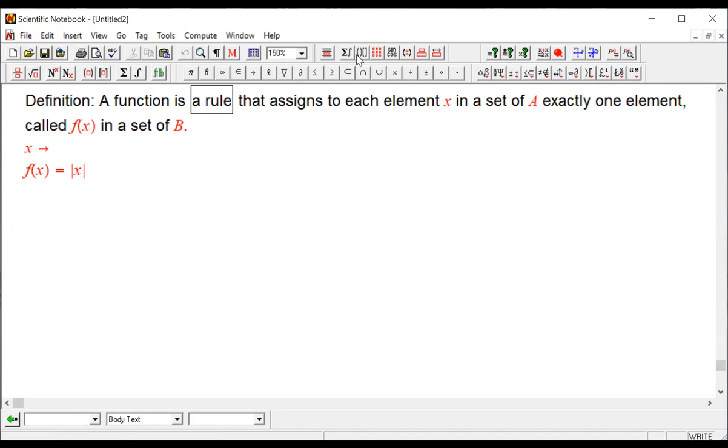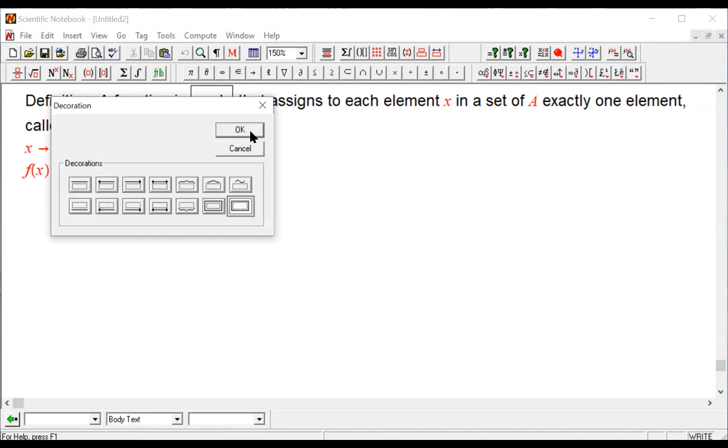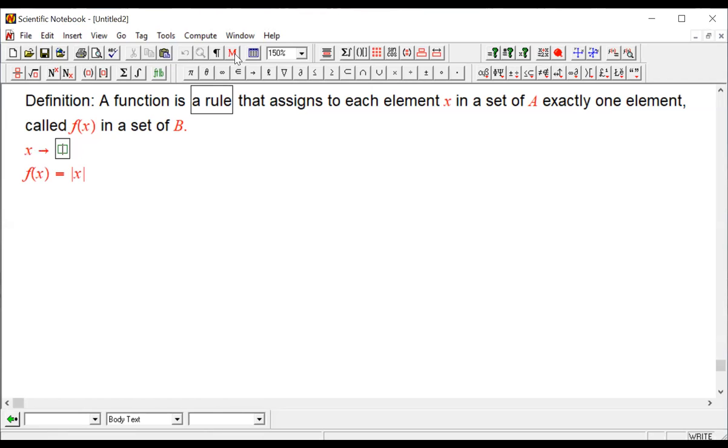So we have input. Input is given to this function, and it produces an output. That output is f of x equals the absolute value of x. That's the rule. Let's take some examples.